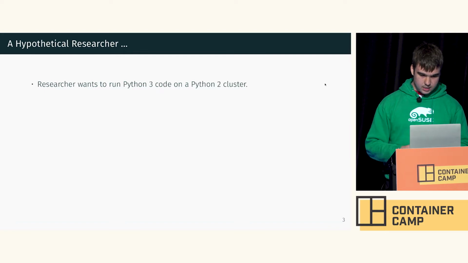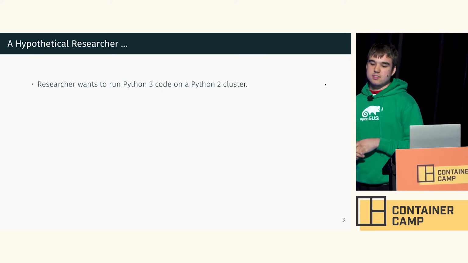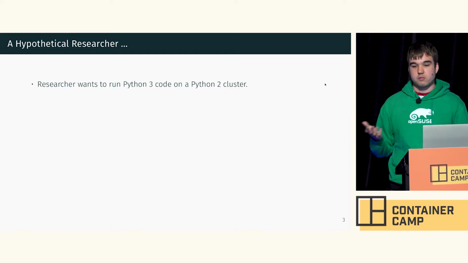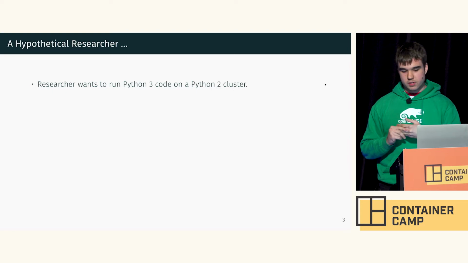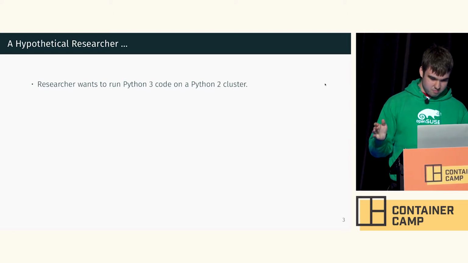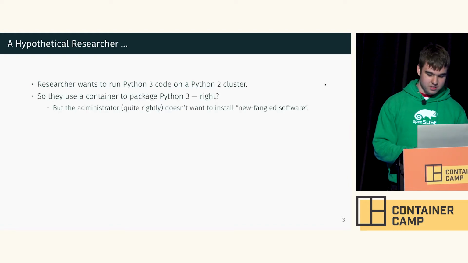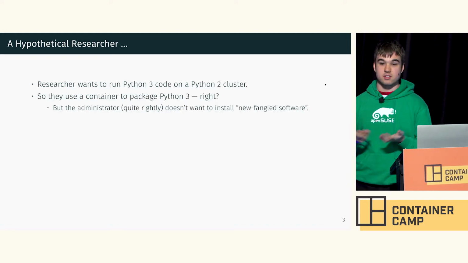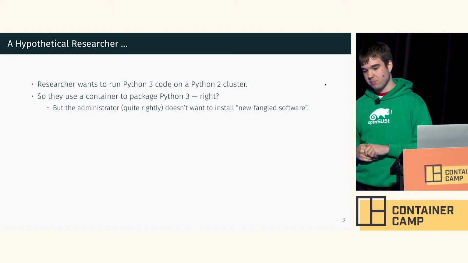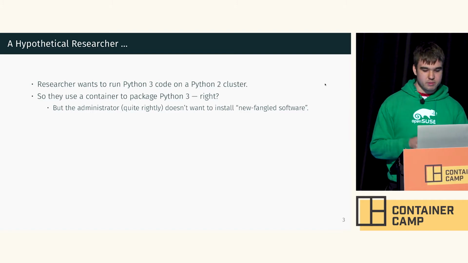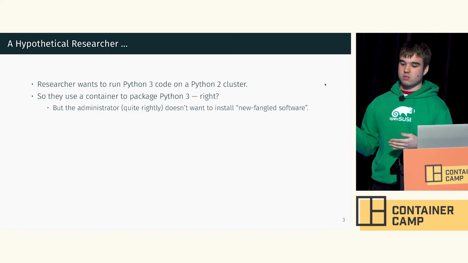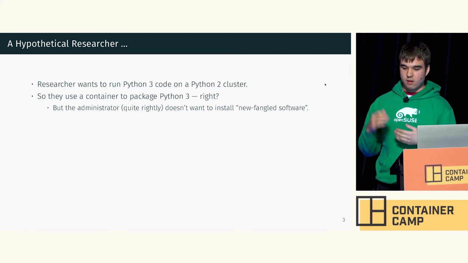So let's just quickly start with a hypothetical. Let's say you have a hypothetical researcher who wants to run Python 3 code on a Python 2 cluster, because obviously all universities run Python 2 because they're still stuck in the 90s. And so naturally, what's the solution to this? The person's heard of Docker, so OK, I'll just use a container, package Python 3, run Python 3, all good. But the admin doesn't want to install any newfangled software. And they won't install Docker, they won't install LXC, they won't install Rocket, they won't install anything.